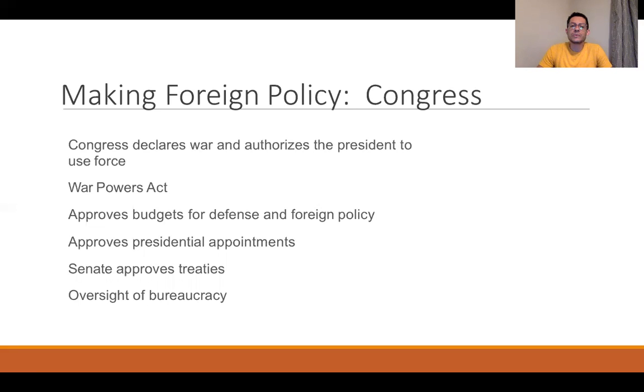The Congress also approves budgets for defense and foreign policy. They approve ambassadors and other bureaucratic officials with regard to foreign service. The Senate also approves treaties and oversees foreign policy bureaucracy. So Congress actually has a major regulatory role in terms of foreign policy and can place checks on the president, even though the president is seen as the primary driver of American foreign policy.